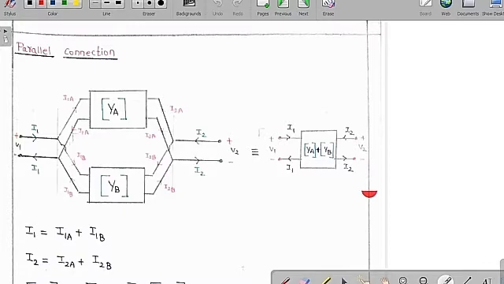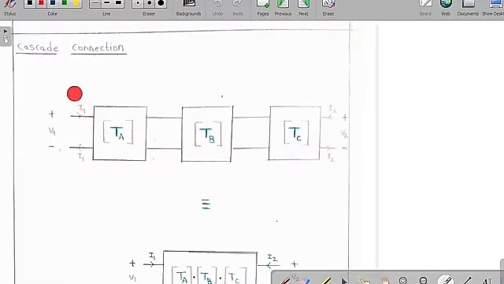So this is what we are going to call the overall Y parameter. Whenever two-port networks are connected in series, we have to add the Z parameters, and whenever two-port networks are connected in parallel, we have to go for the addition of the Y parameters. Cascade connection means whenever the output of one network is connected as the input of the other network, that fashion is called a cascade connection.